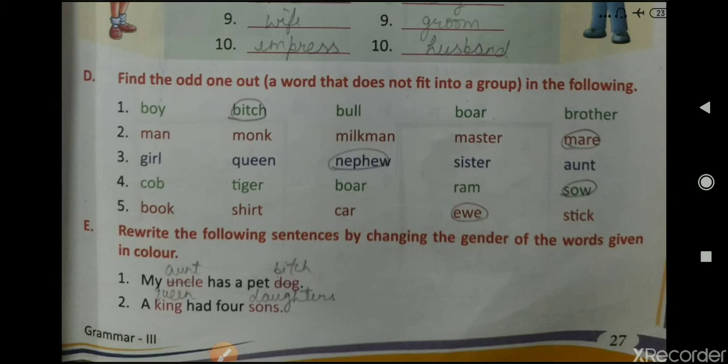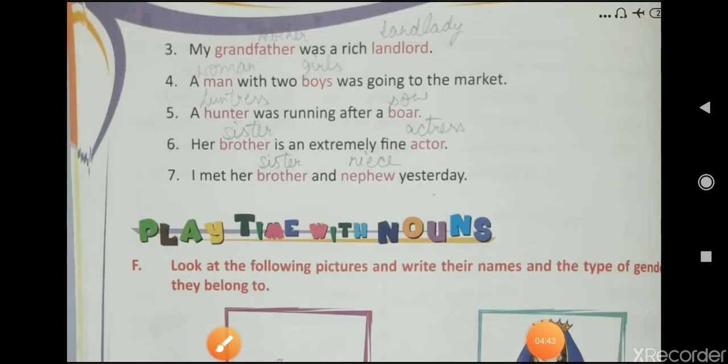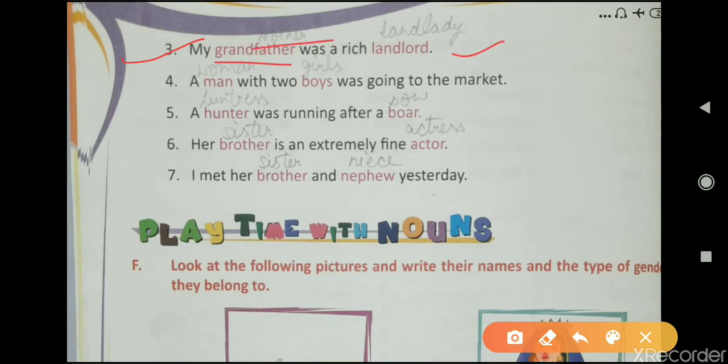Now next question. Question number 3. My grandfather was a rich landlord. So in place of grandfather you have to write down grandmother. Okay, and in place of landlord you have to write down landlady. My grandmother was a rich landlady.